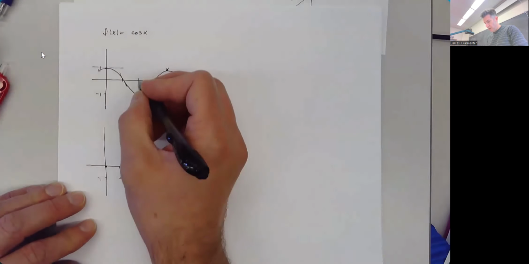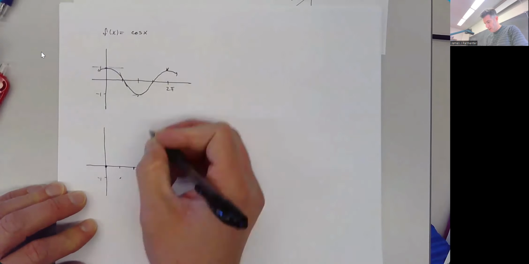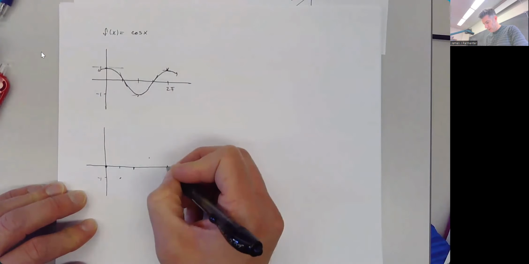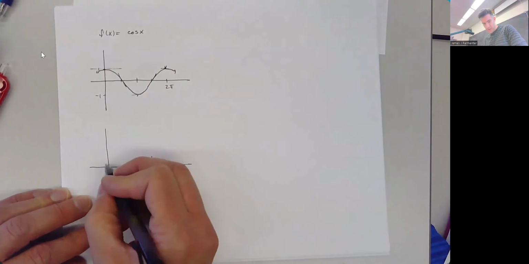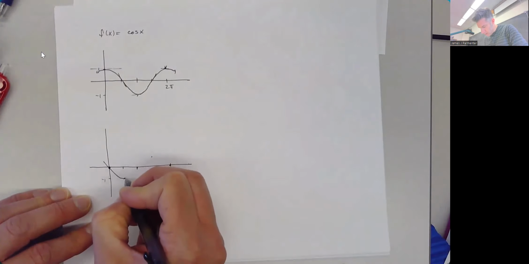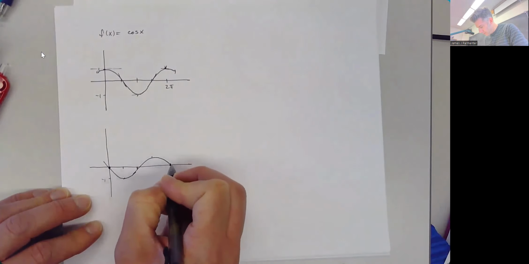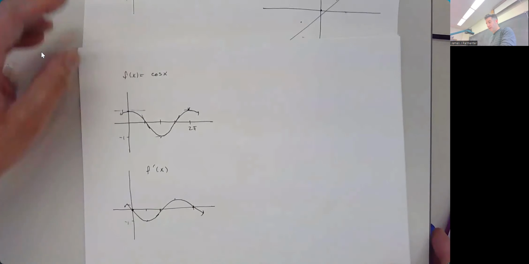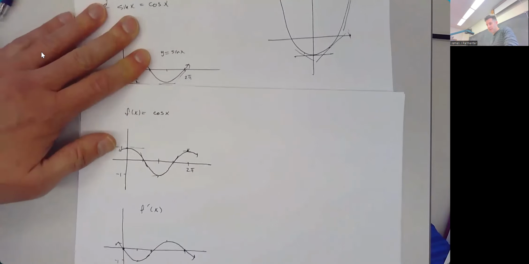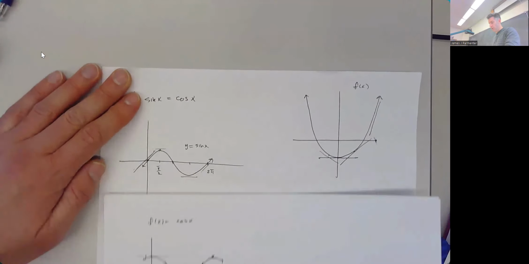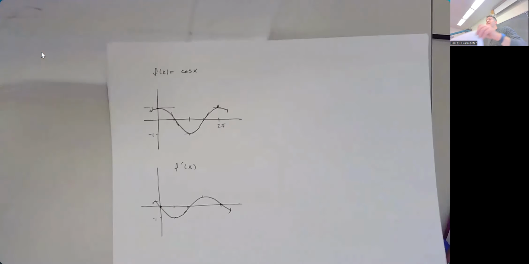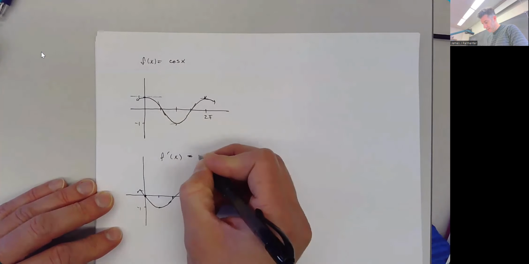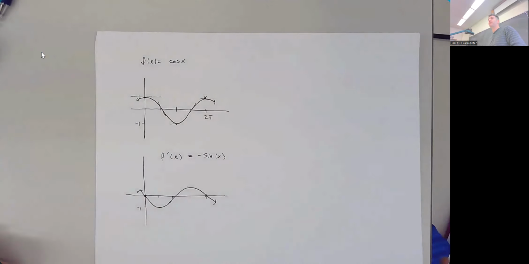And then over here, 0 again. Over here, 1 again. And at the end, 0 again. Got kind of stretched out there. So here's the graph of the derivative of cosine, which looks a lot like the sine graph flipped over, which is the negative sine graph. So the derivative of cosine is negative sine of x.